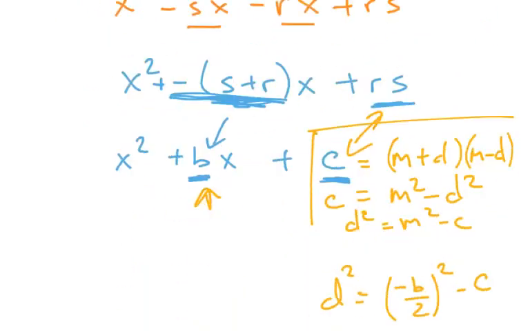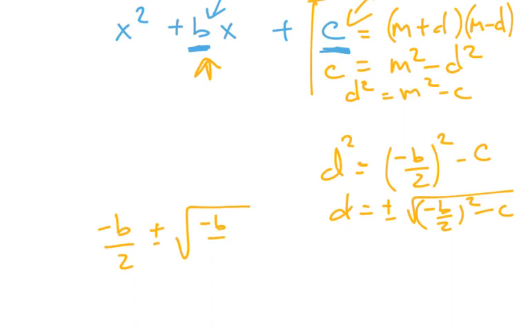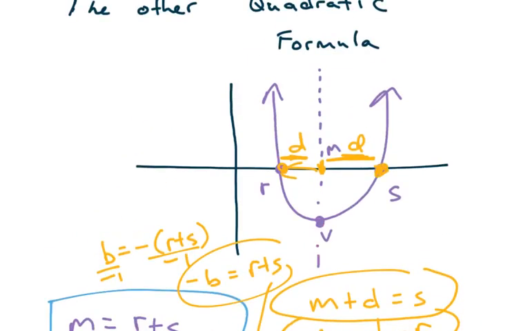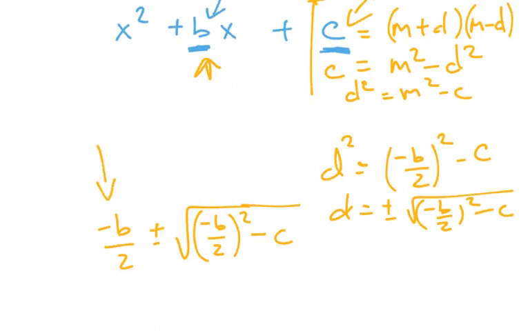M right here is negative b over 2. Now let's simplify this. This is plus or minus the square root of negative b over 2 squared minus c. If I add and subtract the square root of negative b over 2 squared minus c, this in essence gives me r and s, right? Because m plus d will give me s, m minus d will give me r. M is negative b over 2, and this business is the distance across.